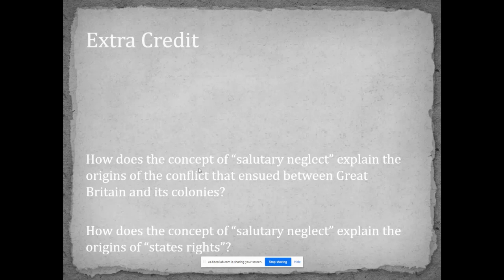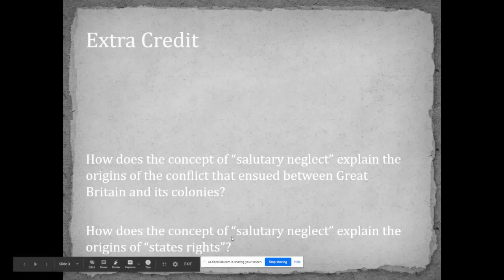And the only way to do that is to have elected officials, so that if people are upset about policy, about laws, about taxes, they can redress those grievances, either by voting or protest, and the government might become responsive to those grievances. And then this one right here, and this is real important to understand: how does the concept of salutary neglect explain the origins of state rights?